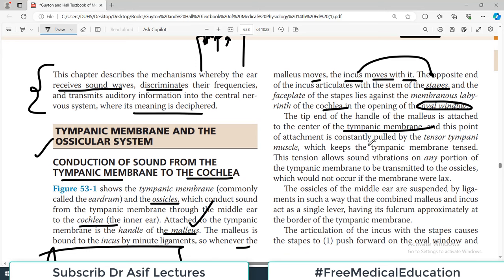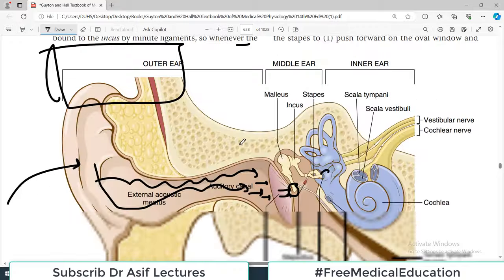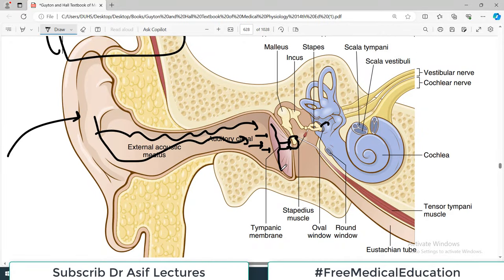And at this point of the attachment, it is constantly pulled by the tensor tympani muscle. The bone part attached to the tympanic membrane is continuously pulled by this particular muscle, and it keeps the tympanic membrane tensed. This tension is very important so that sound vibrations on any portion of the membrane can be transmitted to the ossicles. Otherwise, if the tympanic membrane were relaxed, the bones would not move when sound waves hit. Only when it is tight will the bones move.